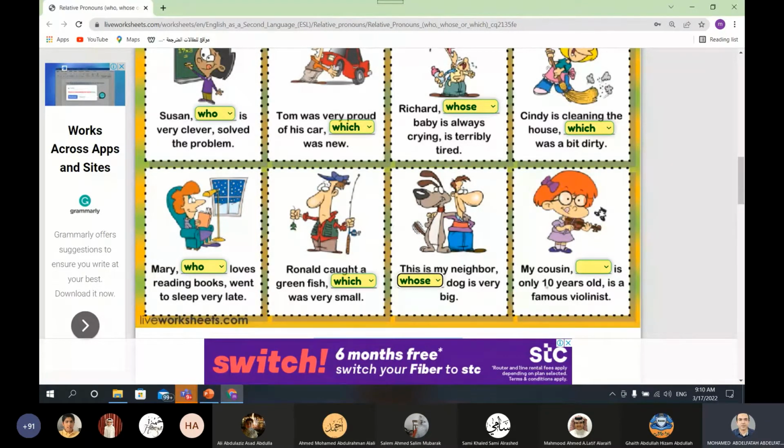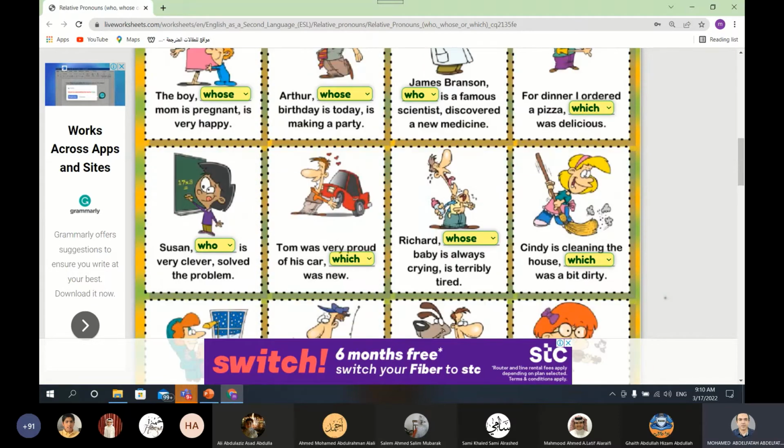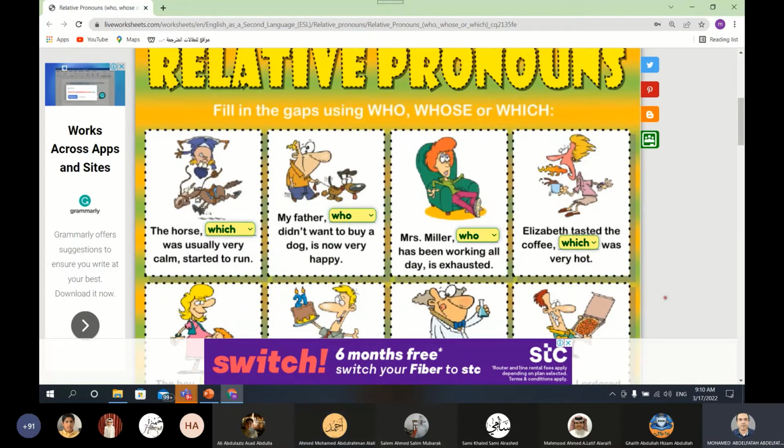The last one. My cousin, who is only 10 years old, is a famous violinist. Who is only 10 years old? My cousin, who is only 10 years old, is a famous violinist, and these answers are all correct. Bravo, students, for your participation in this activity. I think we are out of time. Yes, teacher, only 5 minutes.